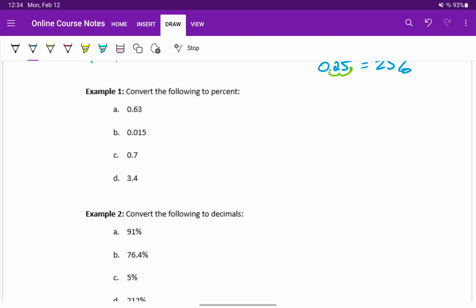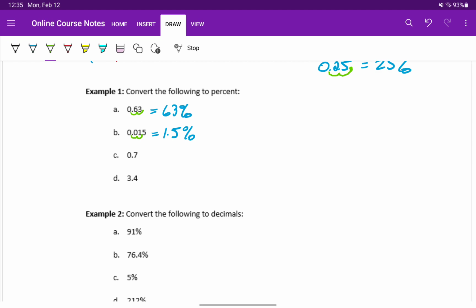To get some practice with this, we'll convert some numbers, first decimals into percents. Since we're converting to percents, we'll multiply each of these by 100, or think about moving that decimal point 2 places to give us 0.63 is equal to 63%. 0.015 is going to be equal to 1.5%.